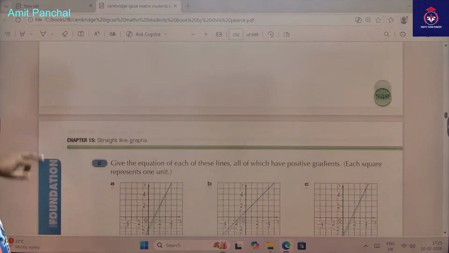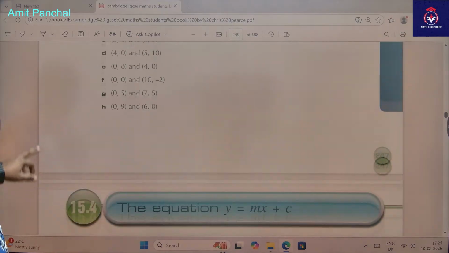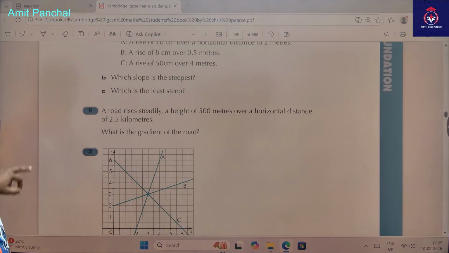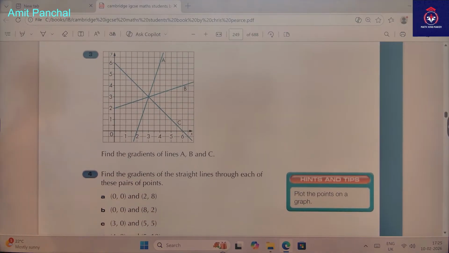15E. 15D. What about 15D, sir? Can you go to 15D? 15D, question number 3. Okay, this one. Oh, no, I think it's different. Okay, sir. Wait, sir. I have a picture. I'll send it to you, sir. Okay, just send me. Yes, sir. I sent it to you. Okay.